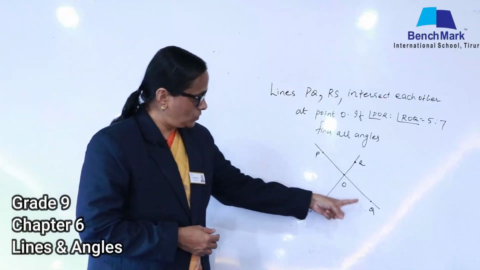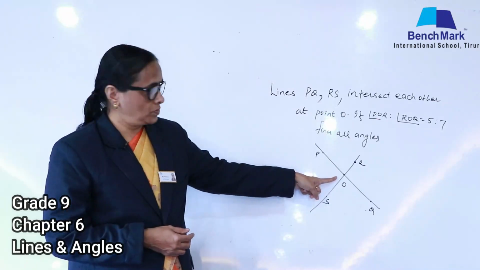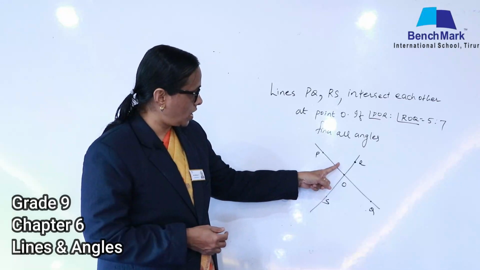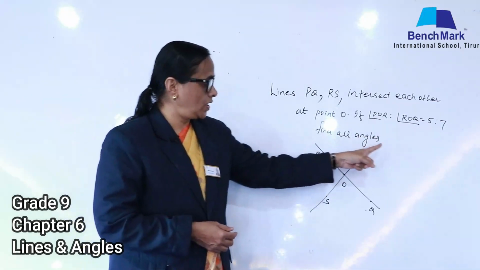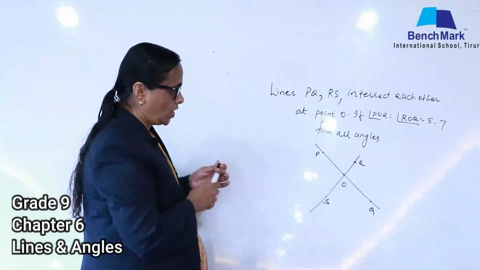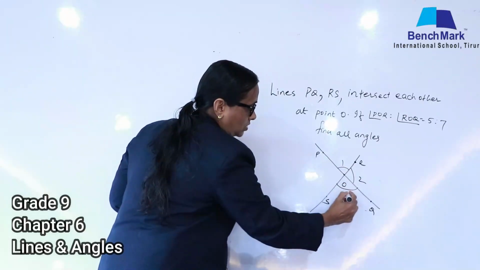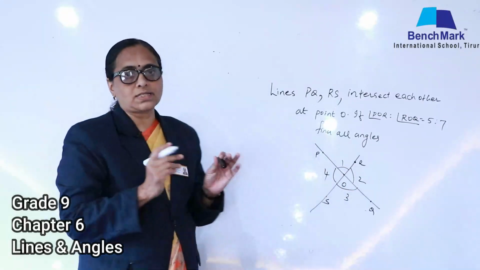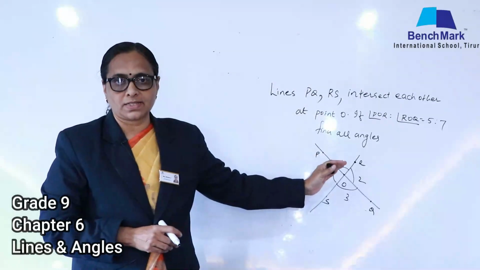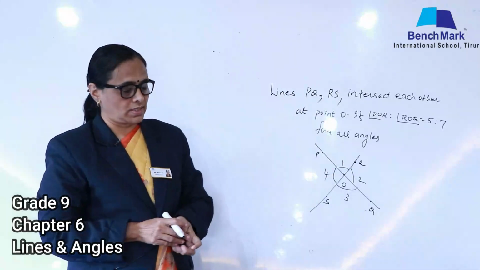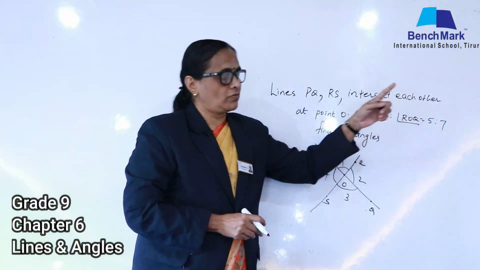Lines PQ and RS intersect each other at point O. If angle POR to ROQ equals 5:7, find all angles. So I have to find all these angles. Let me give a name, 1, 2, 3, 4. All these angles I have to find. So you are given two intersecting lines and some angles are missing. I have to find those missing angles. So let us start. It's given POR to ROQ equal to 5:7.